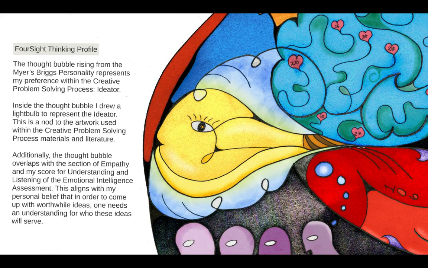The Foresight Thinking Profile. The thought bubble rising from the Myers-Briggs personality represents my preference within the creative problem-solving process. I am an ideator. Inside the thought bubble, I drew a light bulb to represent the ideator. This is a nod to the artwork used within the creative problem-solving process materials and literature. Additionally, the thought bubble overlaps with the section of empathy and my score for understanding and listening of the emotional intelligence assessment. This aligns with my personal belief that in order to come up with worthwhile ideas, one needs an understanding for who these ideas will serve.